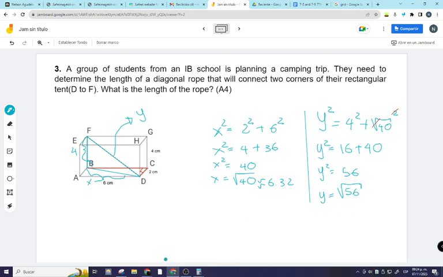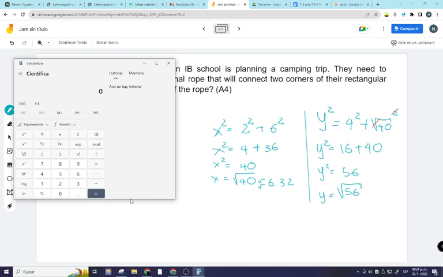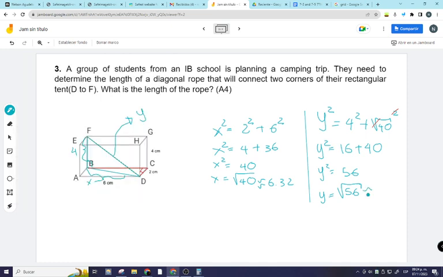Now, let's find it. The square root of 56 is approximately 7.48. So that's the result: the square root of 56, or 7.48 centimeters. Well, it should have been in meters now that I think about it. Anyway.